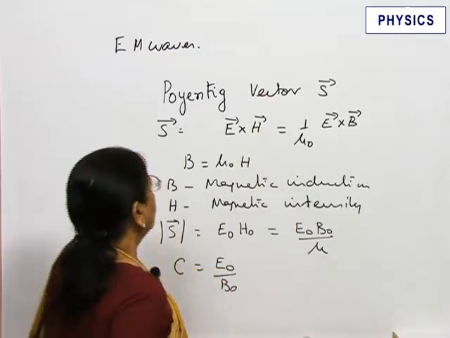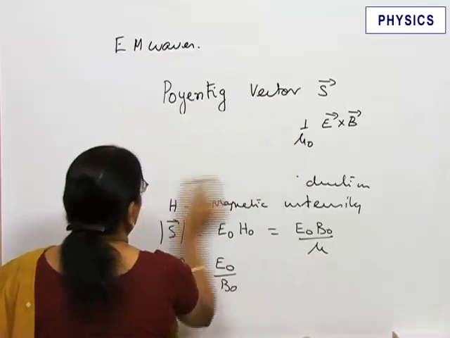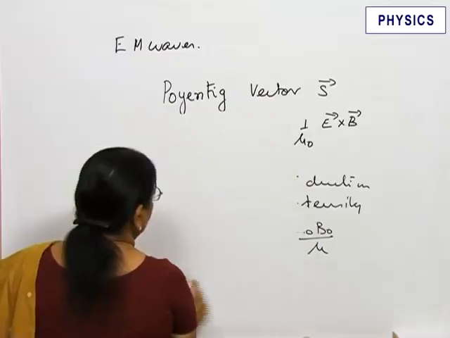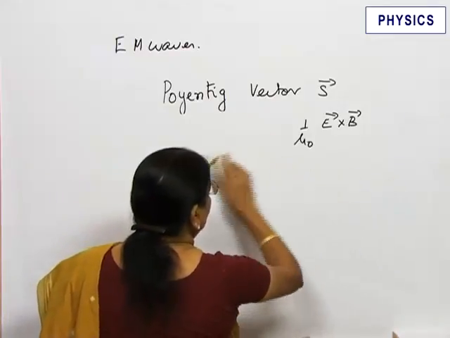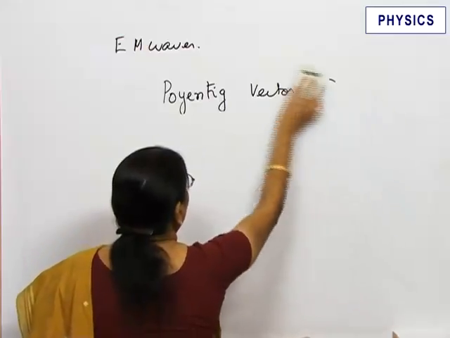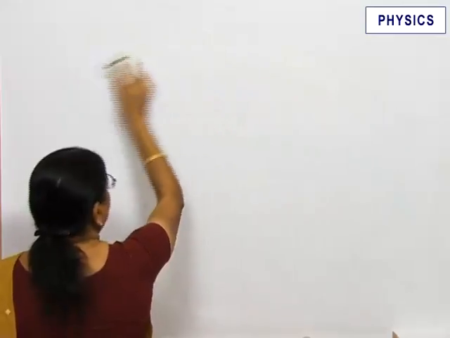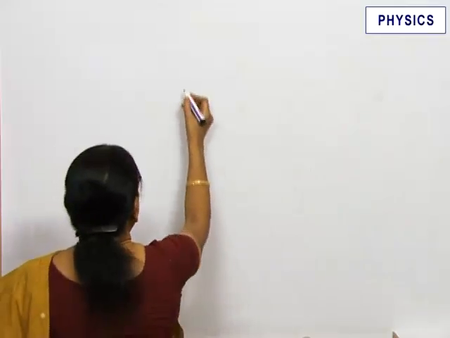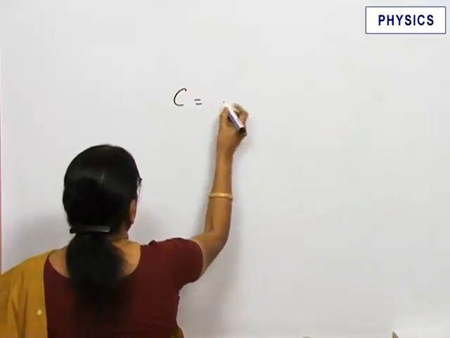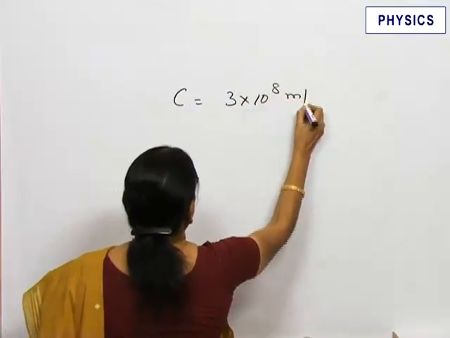Now, what are the properties of electromagnetic waves? Electromagnetic waves are transverse in nature, only transverse waves. This is proved by polarization. Electromagnetic waves can be polarized, which means they are transverse in nature. They can travel through vacuum. All of them travel through vacuum with a speed c, which is the speed of light, 3 into 10 power 8 meters per second.